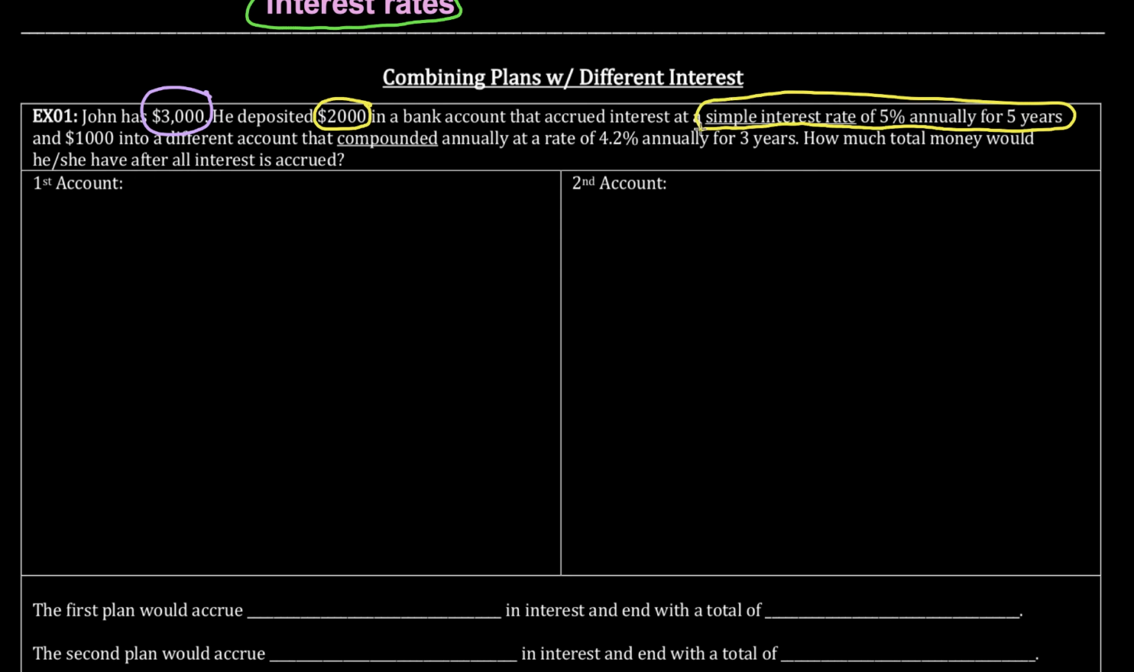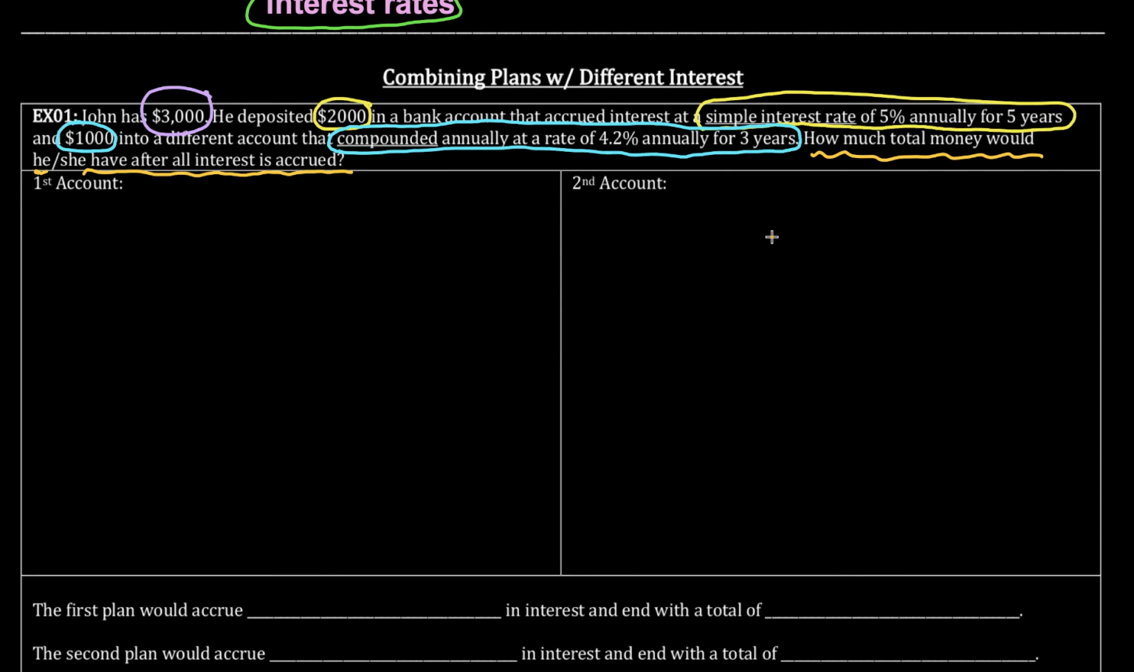Okay, not too crazy. And $1,000. So remember, he had $3,000. He put $2,000 in one bank account, and he put $1,000 in another one. And $1,000 into a different one that compounded annually at a rate of 4.2% for 3 years. And then it says, how much money would he have after all interest is accrued?